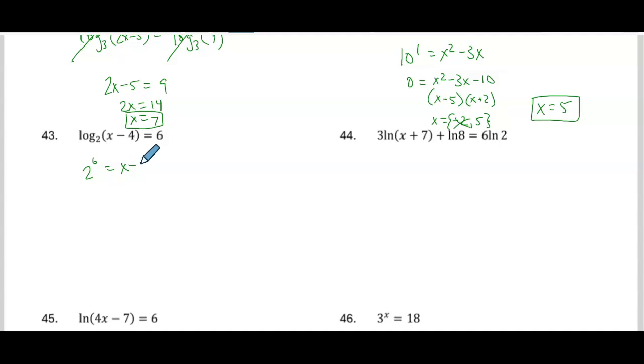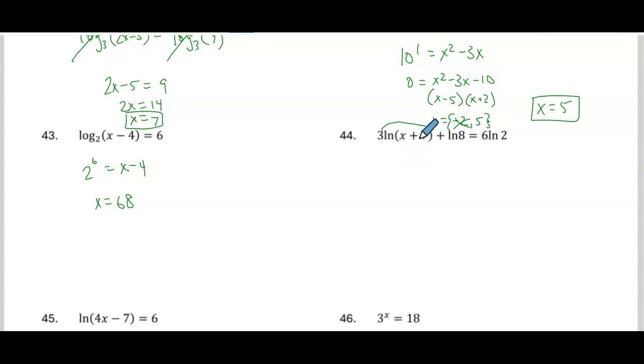And it equals x minus 4. This is 64, so if I add 4, x equals 68. And we're okay there. Natural logs work the same as logs. So let's see what we want to do with this. I think we want to look at a conversion and then a condensing.